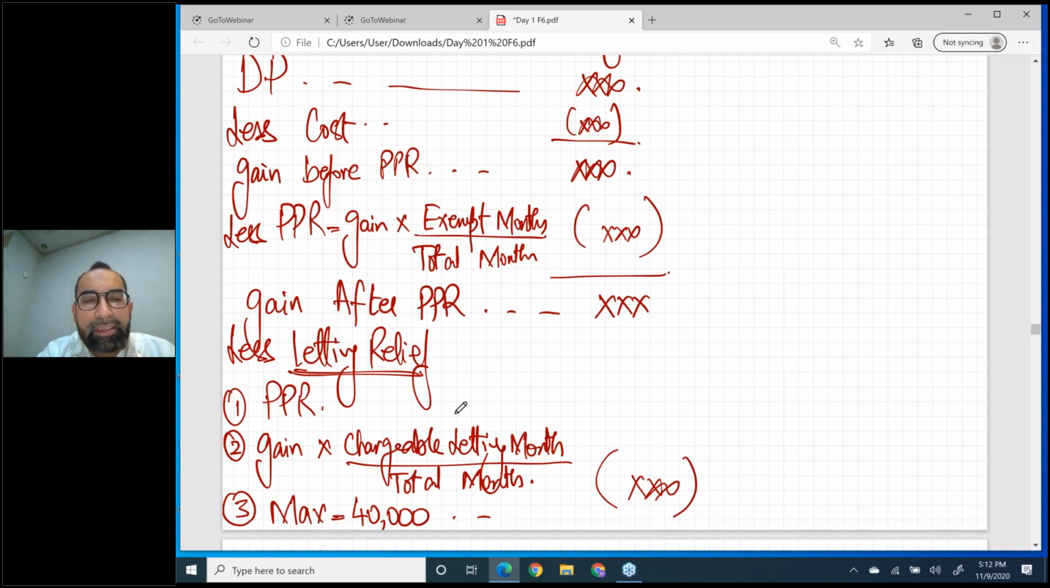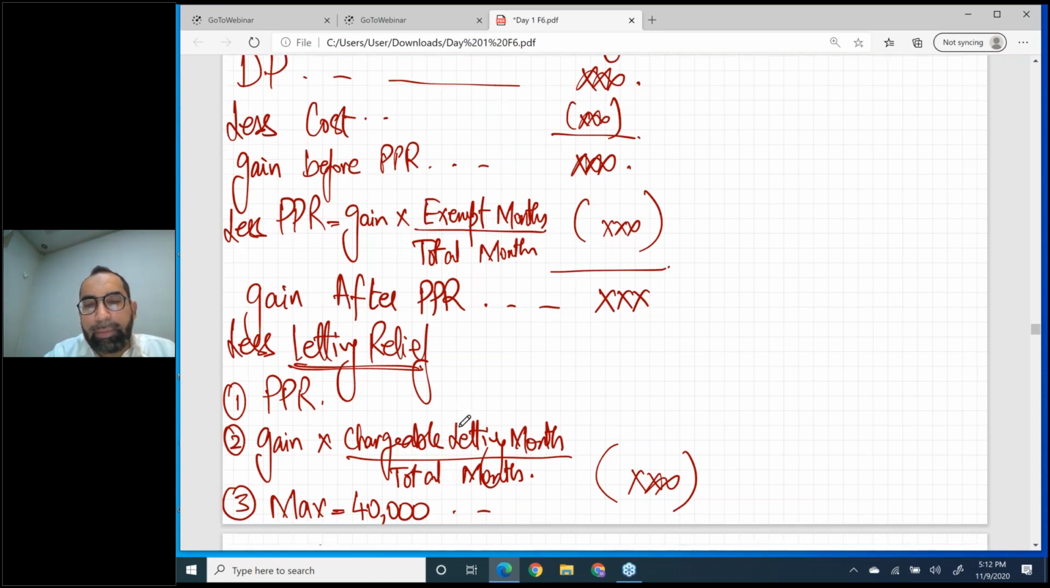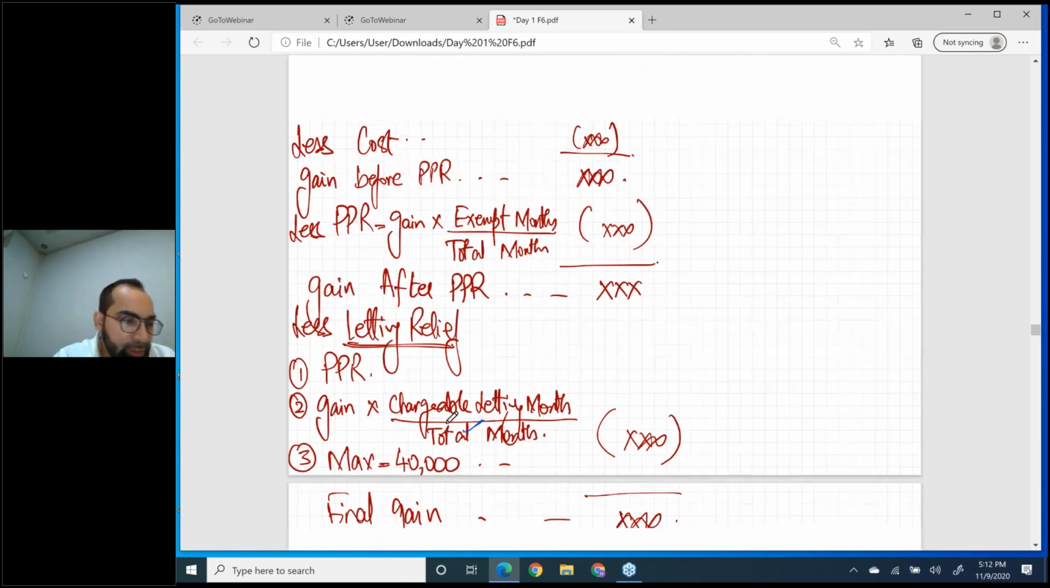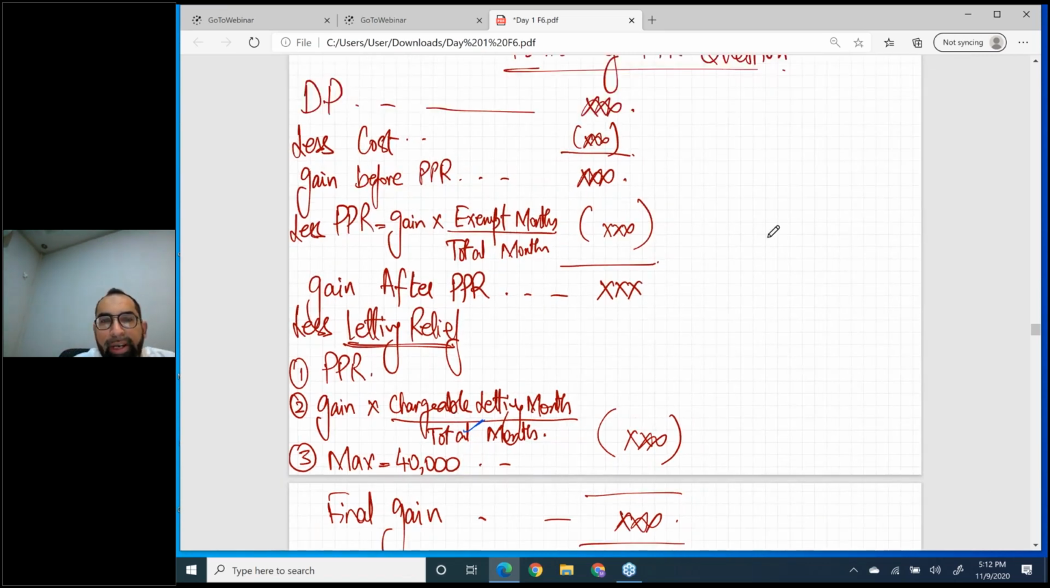Letting relief is the lowest of these three. Just compute it and deduct it. You will get the final gain. Okay. Check it. That's your final format.